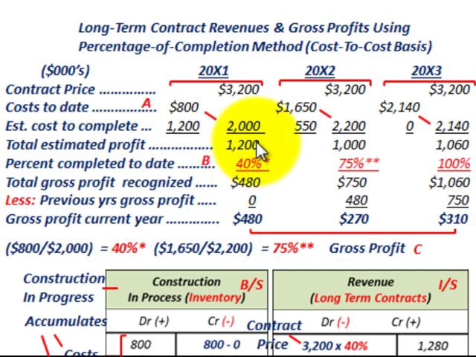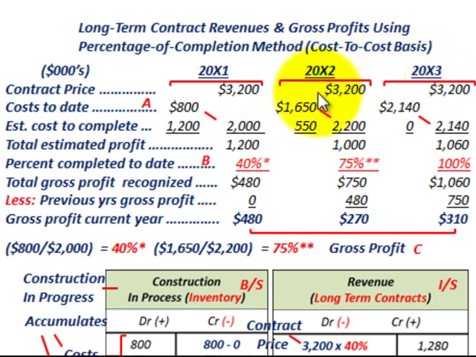Taking the 40% times the total estimated profit of $1,200, the total gross profit recognized would be $480. Now we subtract out the previous years' gross profit. In this case we started at 20x1, so we don't have any previous years, so it's 0. So the gross profit for the current year is $480. Now we repeat the same steps for years 20x2 and 20x3.